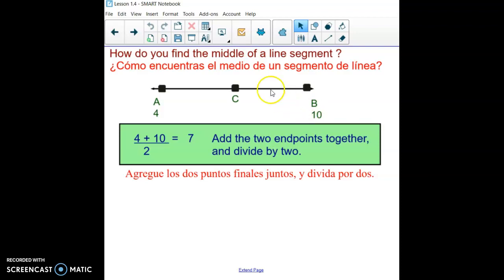If I want to find that middle point, when you think of finding the middle of something, most people think of finding the average. And that's what you're doing when you find the middle. You're finding the average of the two endpoints. So if an endpoint is 4 and an endpoint is 10, we do 4 plus 10 and divide by 2, and we've just found the average of 7. So that middle point right there, C, is 7. Okay, let's practice that.